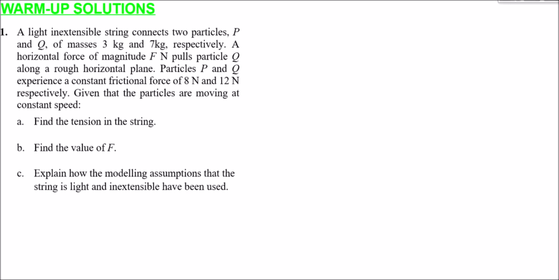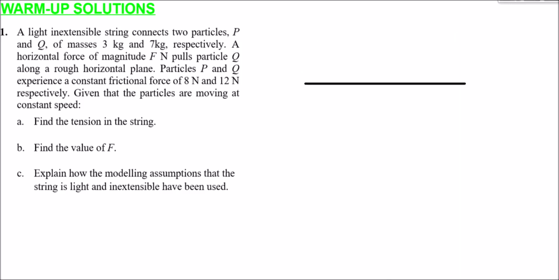For warm-up question 1, we're told this is a light, inextensible string connecting two particles P and Q of mass 3 and 7 kilograms respectively. A horizontal force of magnitude F pulls particle Q along a rough horizontal plane. So this is the first big clue. It's rough and horizontal.